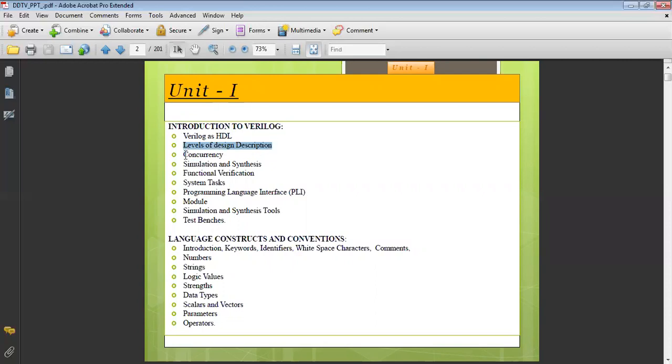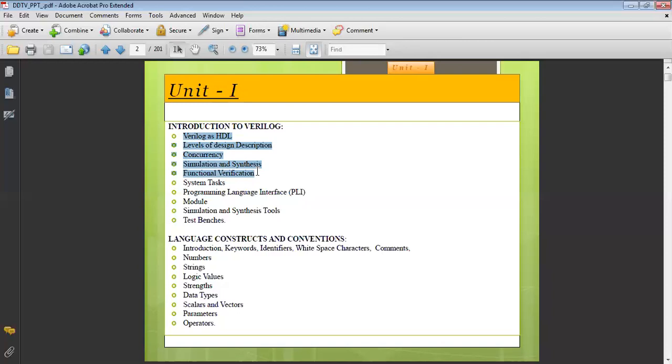And next is concurrency. How can the concurrency concept be used in the Verilog language? And next is simulation and synthesis. Here we would like to learn what simulation is and what synthesis is. After that, we will talk about functional verification: how we perform the functional verification of the circuit, and what the importance of functional verification of the circuit is. So in this class we discuss these five concepts.